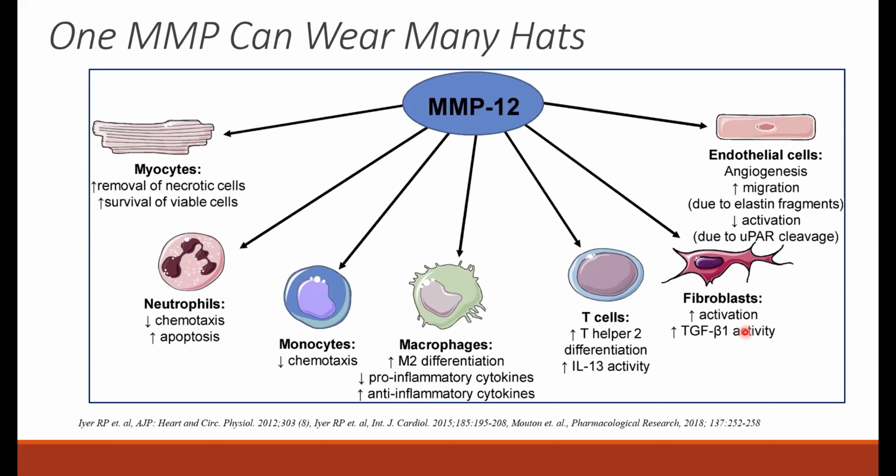However, it also activates the fibroblasts, increases TGF-beta activity, and then causes fibrosis. So if something goes awry in this wound healing process, then you have fibroblast activation and an increase in fibrosis. So the trials that have happened with MMP inhibitors have therefore not worked.